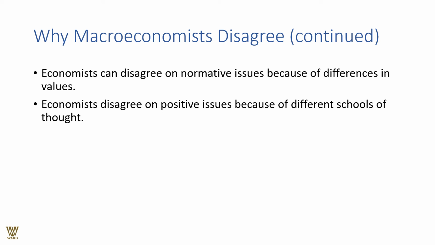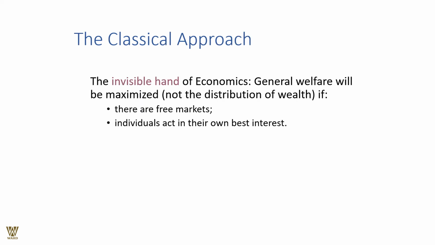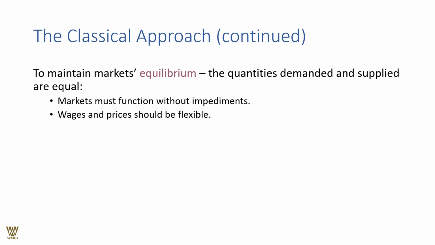Economists disagree on positive issues because of different schools of thought. The classical approach is the invisible hand of economists. General welfare will be maximized, not the distribution of wealth, if there is a free market and individuals act in their best interest. To maintain market equilibrium, the quantities demanded and supplied are equal.